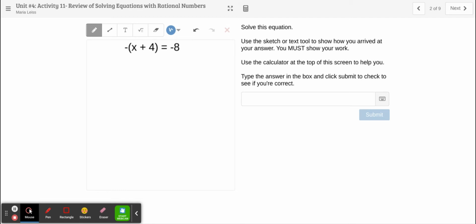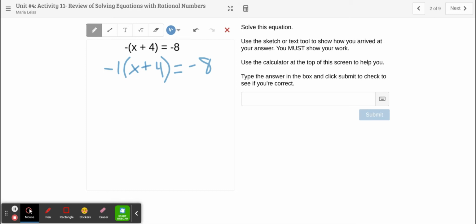So that's actually not a negative by itself. It's actually representing a negative 1. So we can put the negative 1 there and we can rewrite the equation like this. Negative 1, parentheses, x plus 4 is equal to negative 8. Then we would solve this the same way, negative 1 groups.